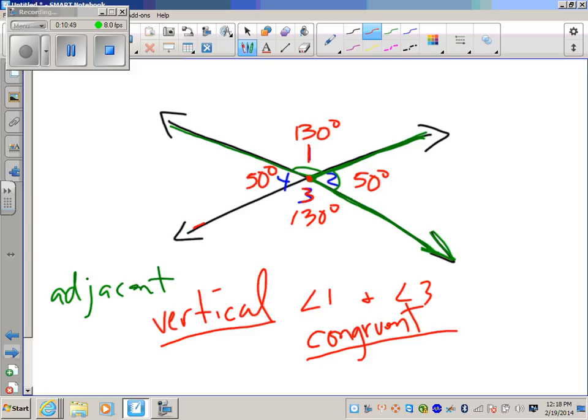4 and 1, they're also supplementary because they give me this straight line. 1 and 2, we said, give me this straight line. 2 and 3, we said, are supplementary. So there's a lot of information that takes place just with a pair of intersecting lines and the angles that they produce that will help you understand the vocabulary just a little bit better.